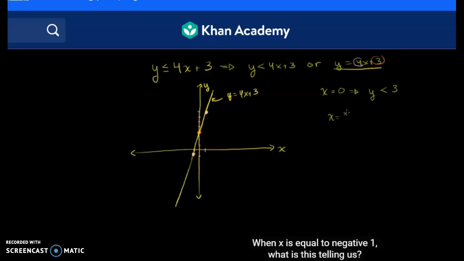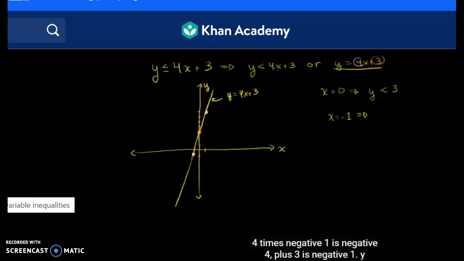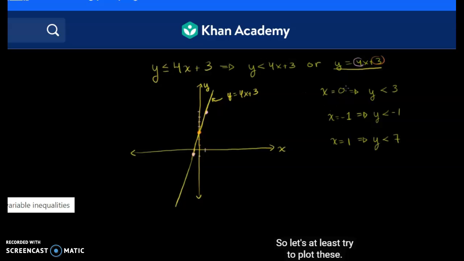When x is equal to negative 1, what is this telling us? 4 times negative 1 is negative 4, plus 3 is negative 1. y would be less than negative 1. When x is equal to 1, what is this telling us? 4 times 1 is 4, plus 3 is 7. So y is going to be less than 7. So let's at least try to plot these.